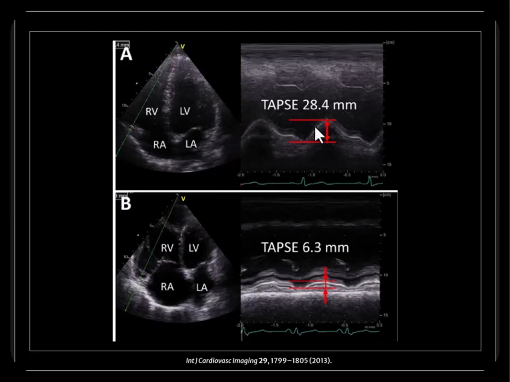So in this example, we have a nice normal TAPSE at the top of the screen. Notice the very nice sinusoidal up and down motion of the tricuspid valve annulus versus the abnormal TAPSE below, where it's a relatively flat wave. In placing your calipers at the peak and the trough, in the above example, you have a TAPSE of 28.4 millimeters, well above the 17 threshold, so this is normal, versus the TAPSE below, where you have a very small measurement of only 6.3 millimeters, definitely abnormal and a marker of right ventricular dysfunction.